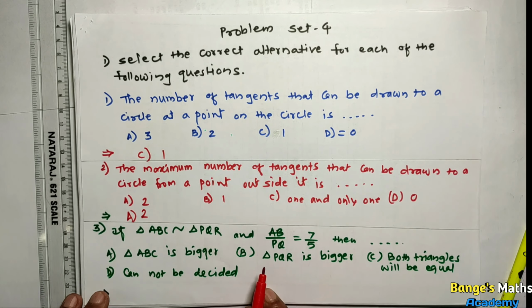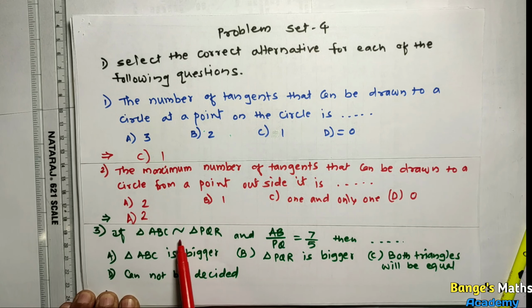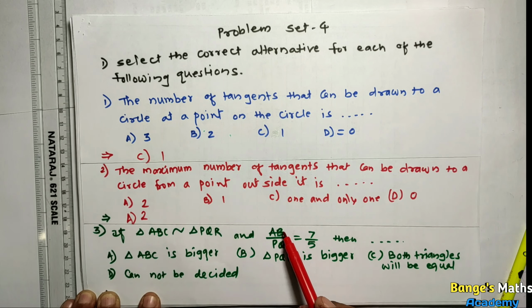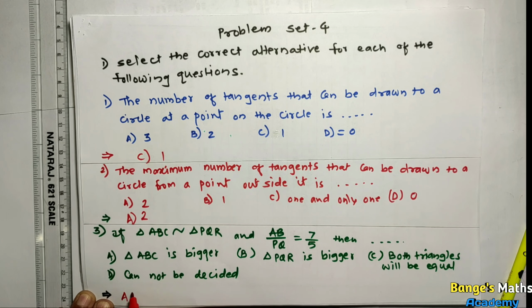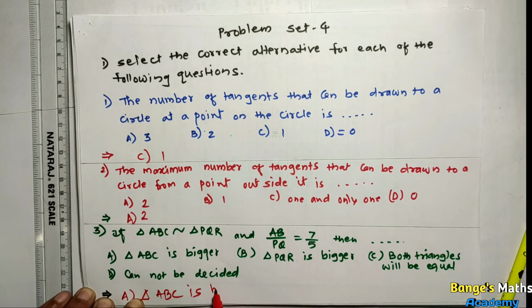2. Then third question. If triangle ABC is similar to triangle PQR and AB upon PQ is equal to 7 upon 5, then option A triangle ABC is bigger, option B triangle PQR is bigger, option C both triangles will be equal, option D cannot be decided. See, ratio of side is given AB upon PQ is equal to 7 upon 5. So we can decide from this ratio triangle ABC is bigger. So option A, triangle ABC is bigger.